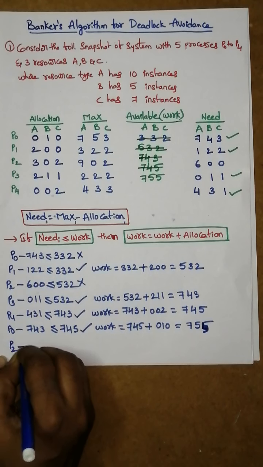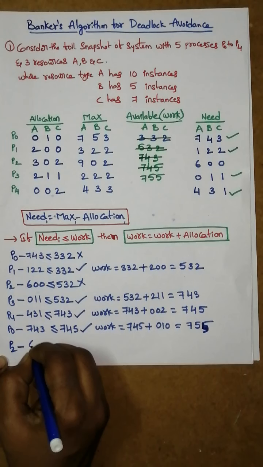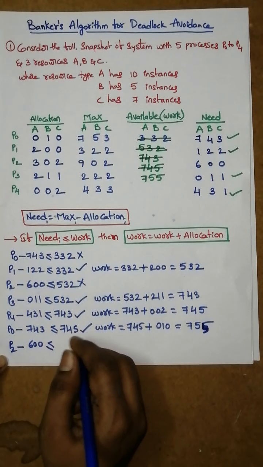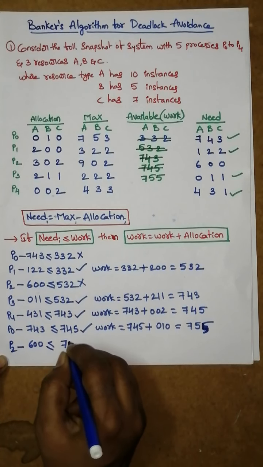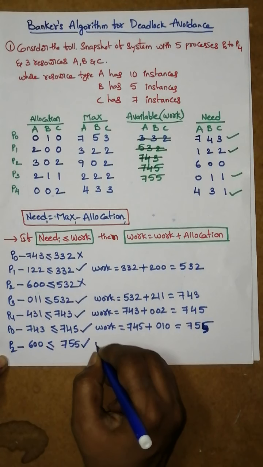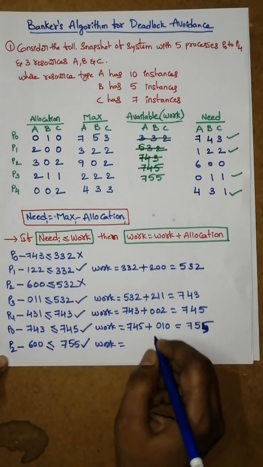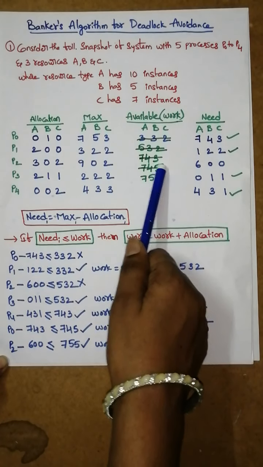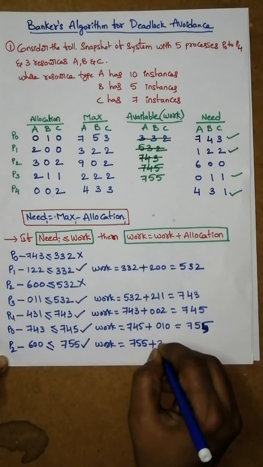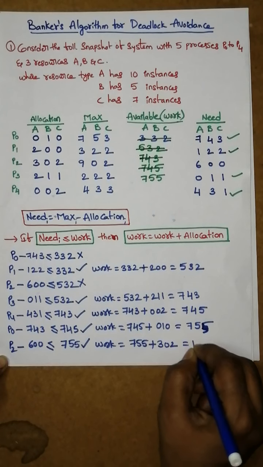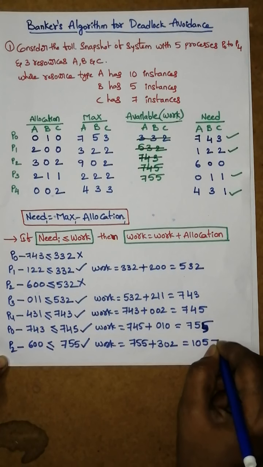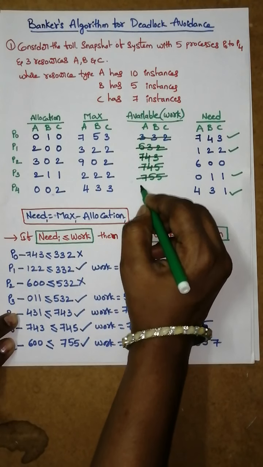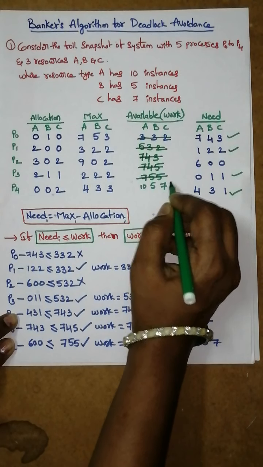P2's need is 600, which is less than or equal to the new available, 755. Yes, it is less. Now let's update the work value. Work is equal to 755 plus the allocated one, 302. So it is 10, 5, 7. The updated value I'll take here is 10, 5, 7.